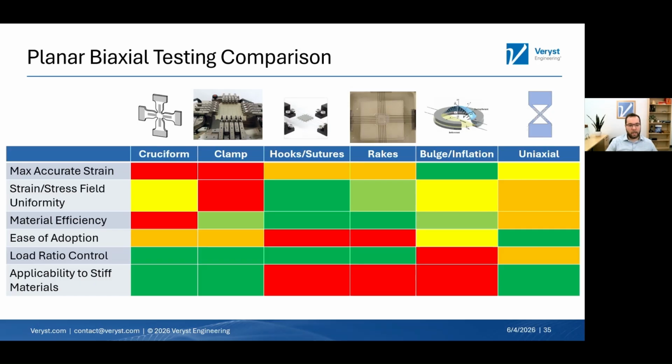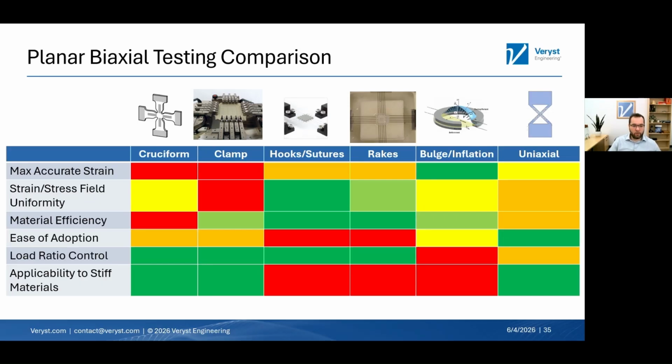Bulge inflation really is the best for this though, because you can go virtually all the way up to failure. And it's quite a long way the best for this application. The uniaxial approach works well because you can pull it quite a long way, and you can get a uniform strain field depending on how you orient your sample with respect to your fibers and how you adjust the specimen dimensions.